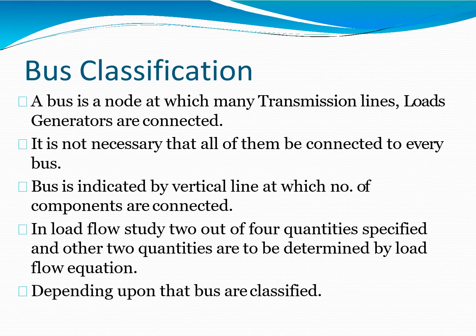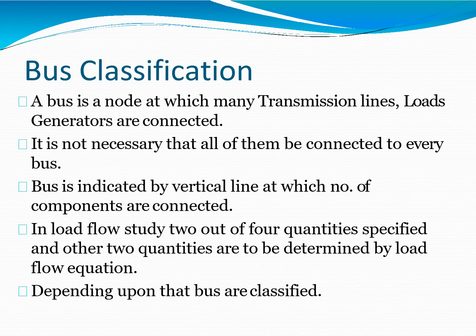Load flow studies are basically done by classifying the entire power system into buses. One bus is called the admittance bus or Y bus, and one bus is called the impedance bus or Z bus. A bus is a node at which many transmission lines, loads, or generators are connected.